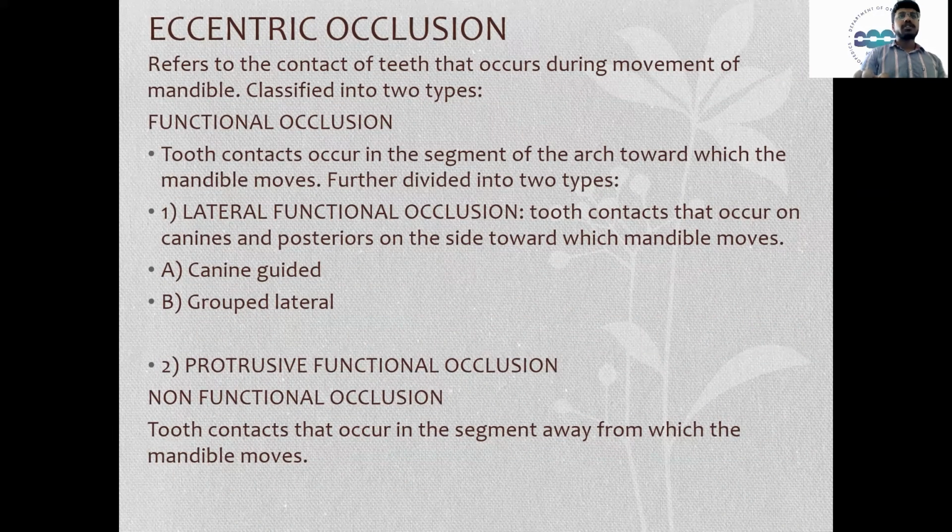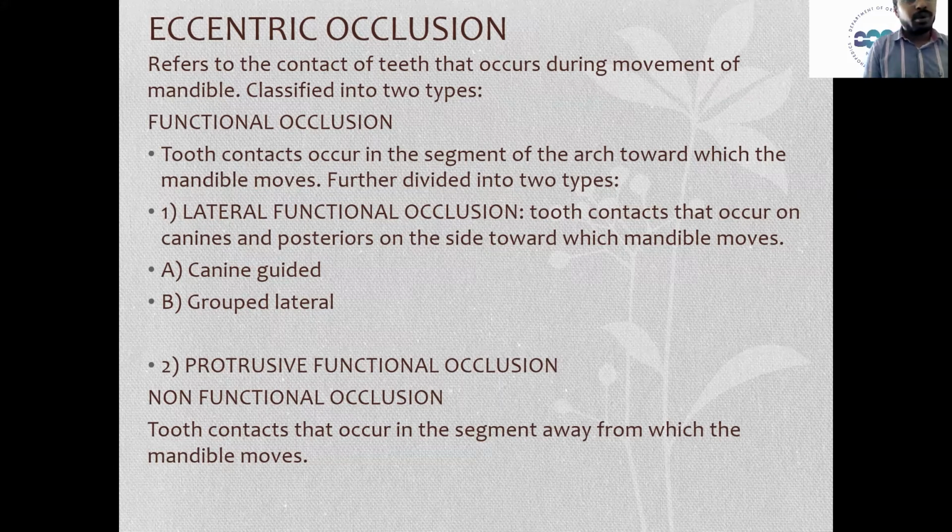In protrusive functional occlusion, it mainly refers to the incisal edges when the mandible moves forward. Normally, the lower incisal edges of the lower incisors will be in the lingual fossa of the maxillary incisors. That will be the normal case.